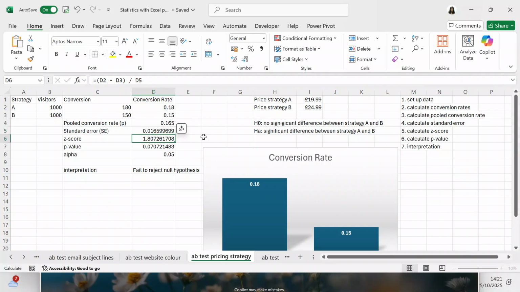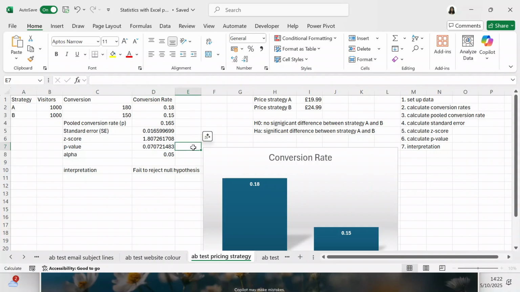The z-score is calculated as D2 minus D3, so that's 18% minus 15%, divided by D5, which is 0.0165. So your z-score is going to be 1.80726. Your p-value is calculated as 2 times, brackets, 1 minus NORM.S.DIST, brackets, the absolute value of D6, being your z-score, and TRUE. So that gives you a p-value of 0.07. Your alpha, which is your significance level, is 0.05.